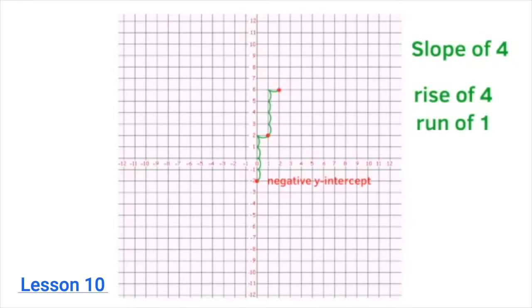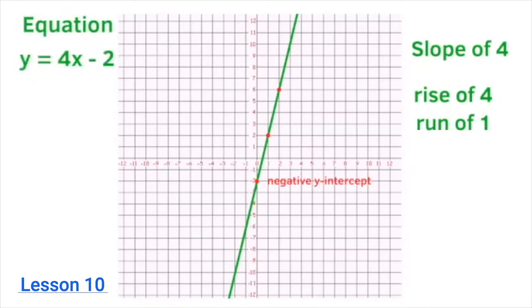I can use these points to sketch a line. So here's a look at a line that has a slope of 4 and a y-intercept of -2. The equation that I wrote is y equals 4x minus 2.